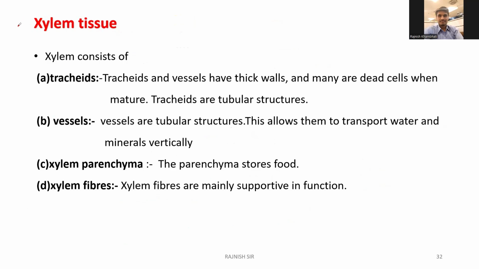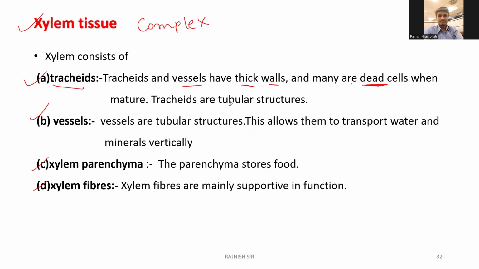So this is the xylem tissue. Xylem is complex because you can see it is made up of four types of cells. Like number one is called tracheids. Tracheids and the vessels are thick walled cells. They have thick walls, and many of them are dead cells. They are dead cells when mature.